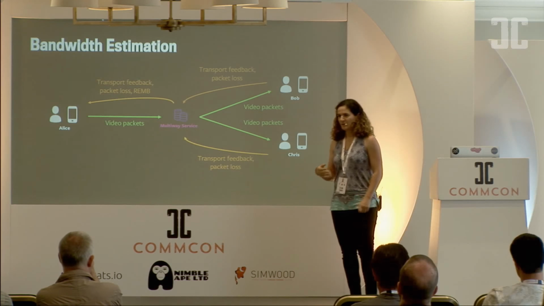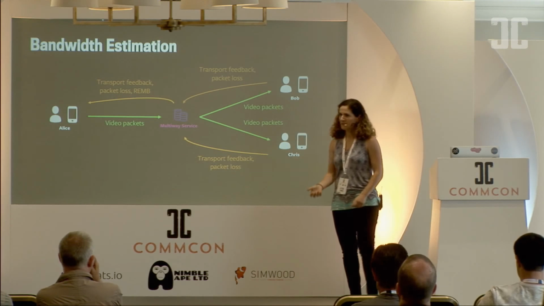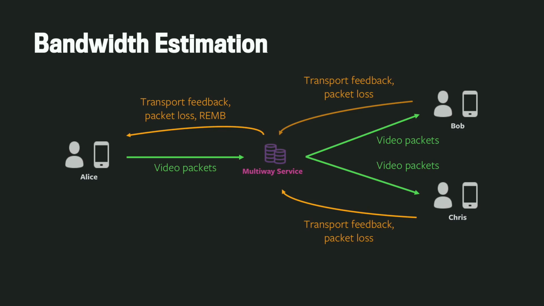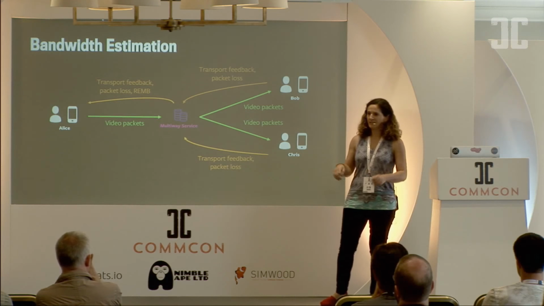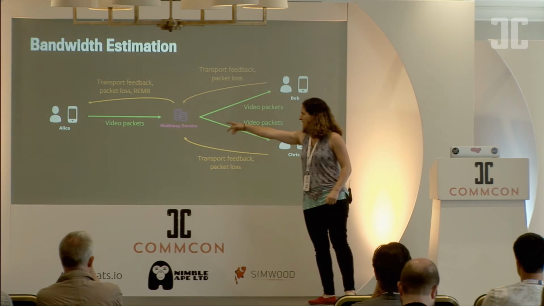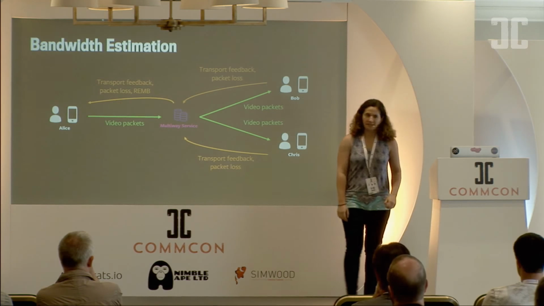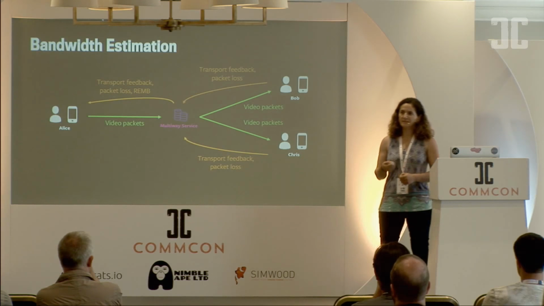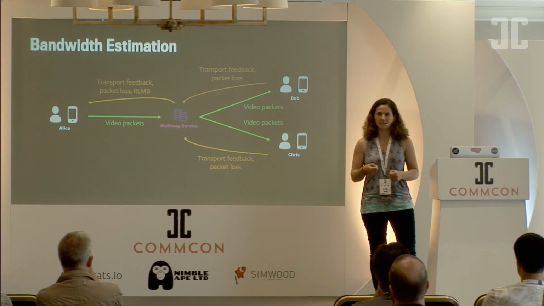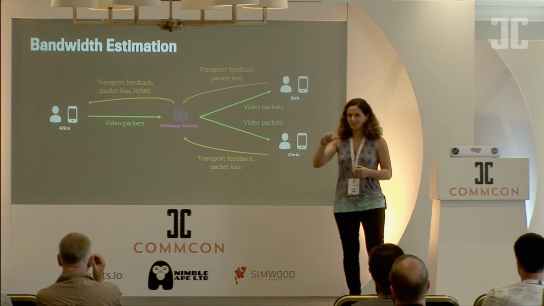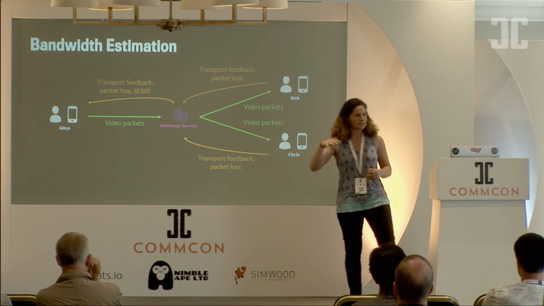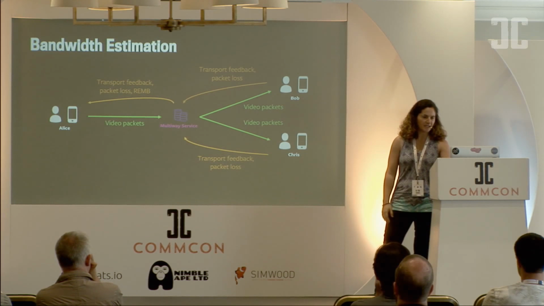And the Multiway service will use this information and the packet loss information in order to cap the max bitrate to ask from Alice. So Multiway service will communicate that back to the sender using REMB, and also will send back transport feedback, which is the delays on this uplink between Alice and the Multiway service. And then on the sender side, we will feed this information to the encoder. If we detect that the network is congested, we will reduce bitrate. And once we see that the network is recovering, the encoder will keep increasing the bitrate.